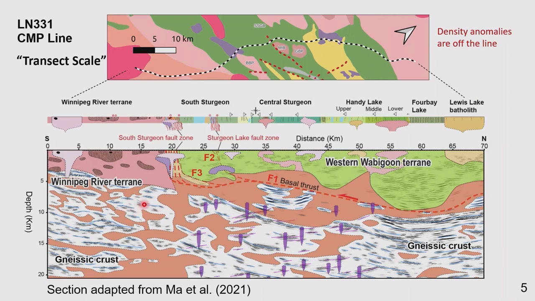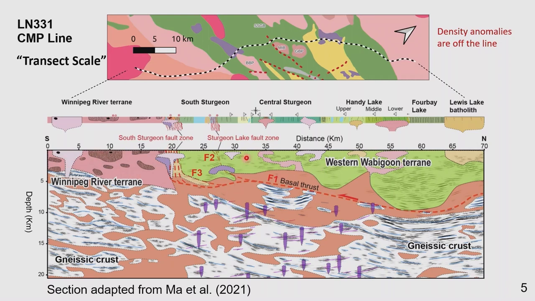So what we're seeing here is Zhong Ma's interpretation. And he's interpreted this layer down here where there's lots of seismic reflections as the gneissic crust. And then there's a break here that he says is the basal thrust. And it comes up to surface through here. This is the Winnipeg River terrane.